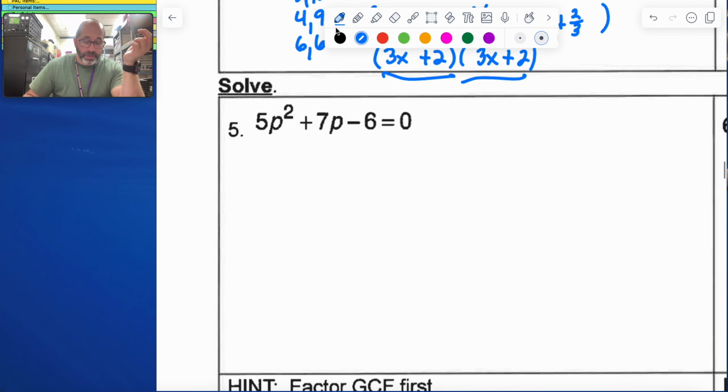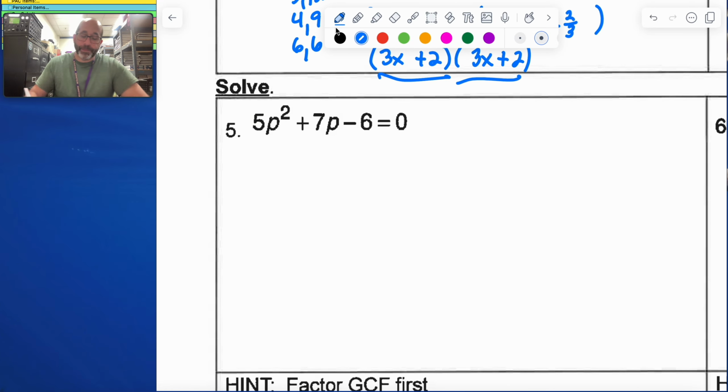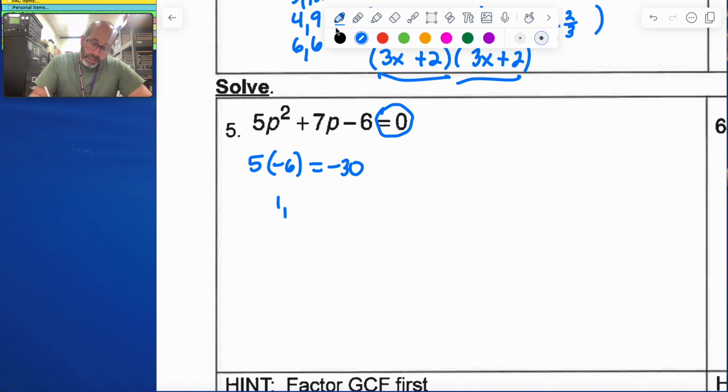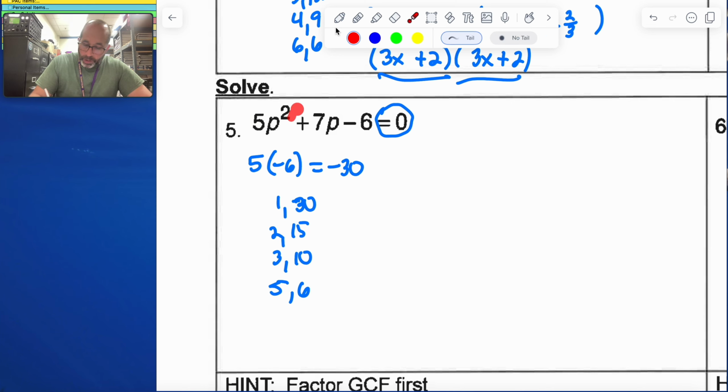Now we're going to be solving. So this is the same thing as what we did last time. But what's going to happen is because it equals 0, we're going to actually figure out what is the value for p. So when we look at this, let's multiply 5 times negative 6. We get negative 30. That's 1 and 30, 2 and 15, 3 and 10, 5 and 6. We are trying to get a positive 7. We can only get that from 10 and 3. So we're going to go 10 minus 3 will give us 7.